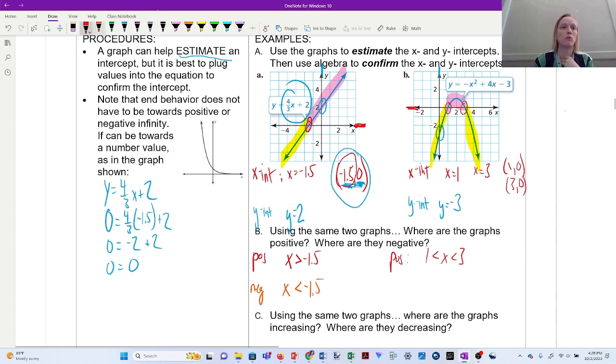In terms of where the graph is negative, the graph is negative when I'm to the left of this particular intercept, where x equals 1. So when x is less than 1, the graph is negative. And also the graph is negative when x is to the right of this particular intercept. So when x is greater than 3, the graph is also negative.